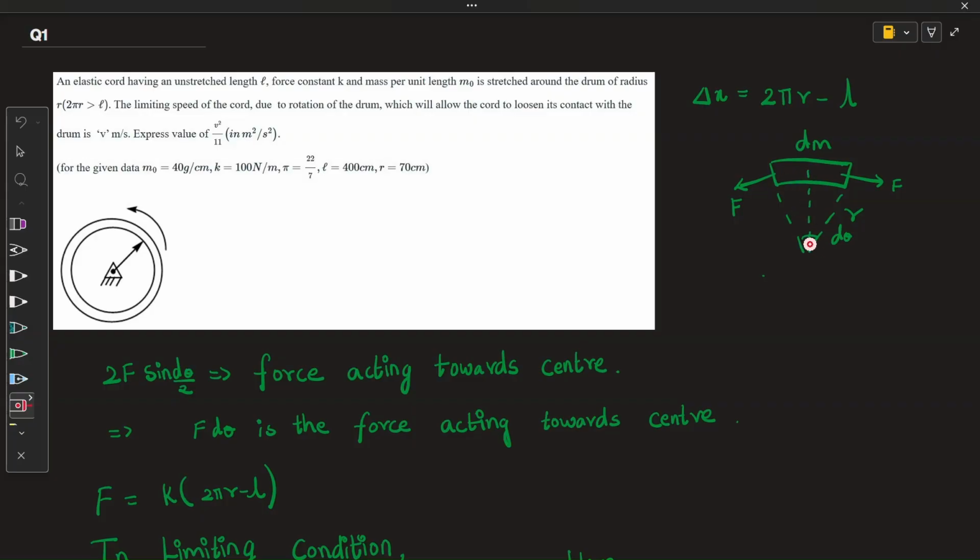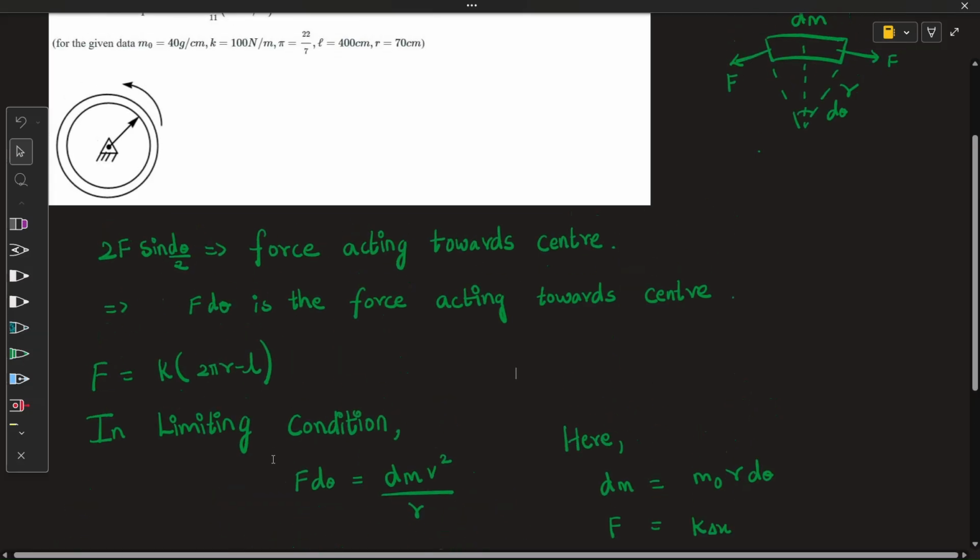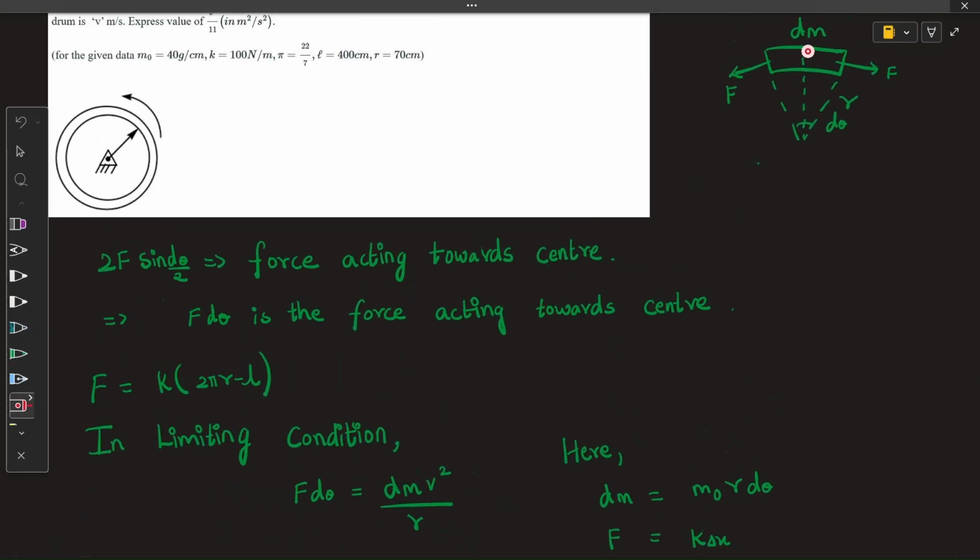And if you notice here, this is d theta by 2, and towards the center you get F sine d theta by 2, and you have two forces, so 2F sine d theta by 2 is the force acting towards the center. You see, sine of a smaller angle is nothing but the smaller angle itself, right? So we get 2F into d theta by 2, which is F d theta, the net force acting towards the center. Now what is the magnitude of F? They have given the force constant, we have found the extension, so k into delta x, which is k into 2 pi r minus L.